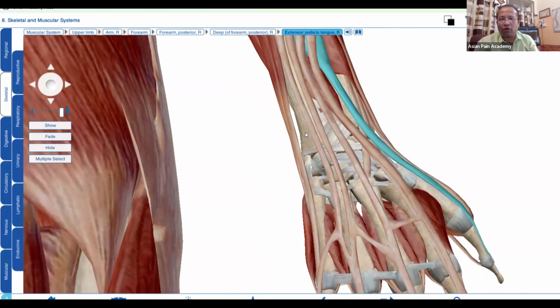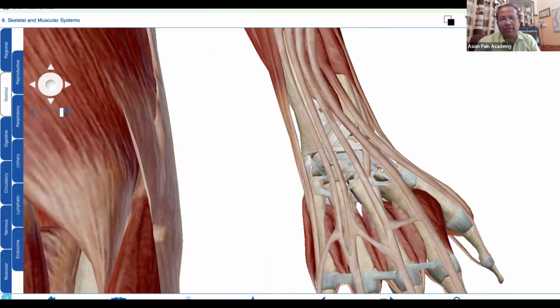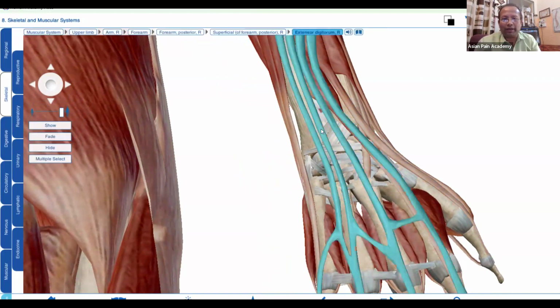Okay, now fourth compartment tendon. Let us see what are the fourth compartment tendon. So it is the extensor digitorum. Of course, there is another tendon, that is extensor indicis. So extensor indicis and extensor digitorum, they are the fourth compartment tendon.